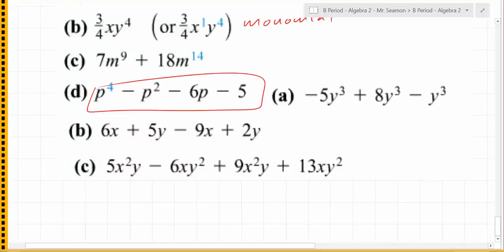Is there anything that can be simplified? You sure? You can't do that because it's subtraction. They're different. They're not like terms. So how many terms are there? There's 4. So quadromial. I like that.